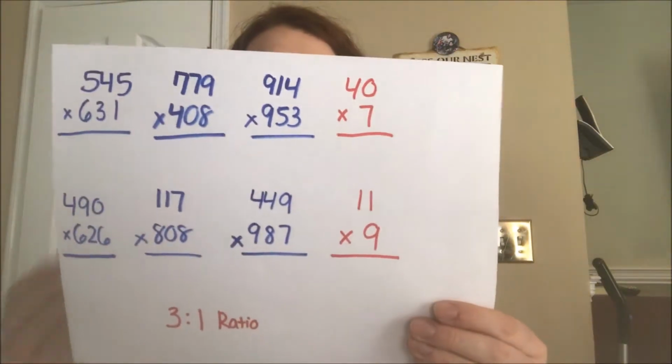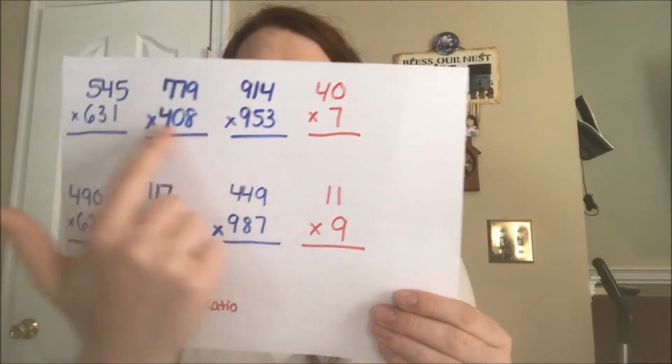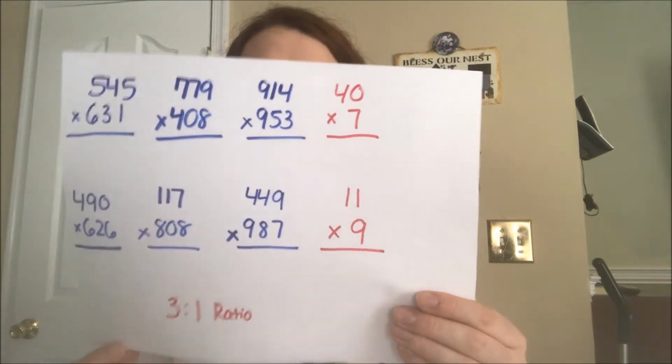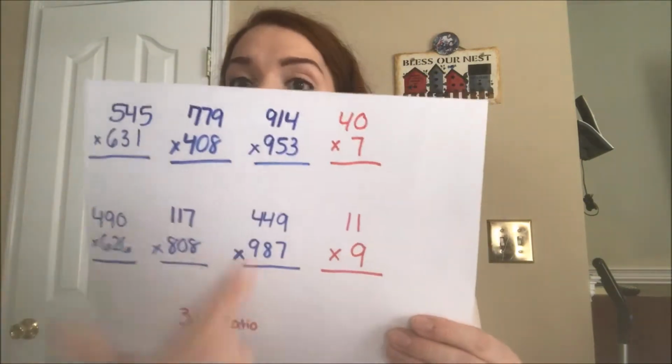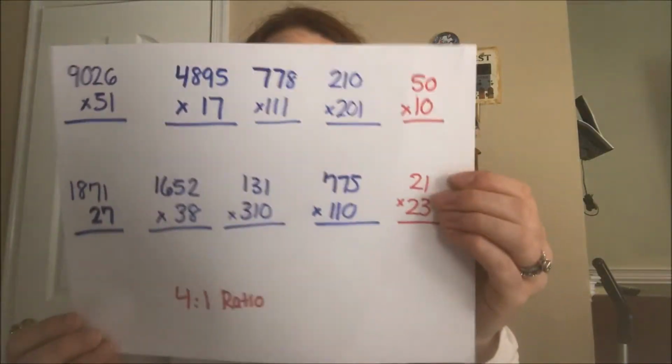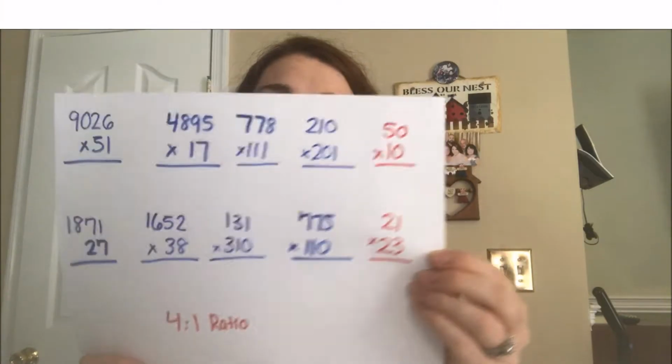Then as the student starts to get stronger, you can increase the amount of difficult problems. So here's a 3-to-1 ratio, and these problems are also more difficult than the first 2 sheets. And then we have a 4-to-1 ratio, which is 4 difficult to 1 simple problems.